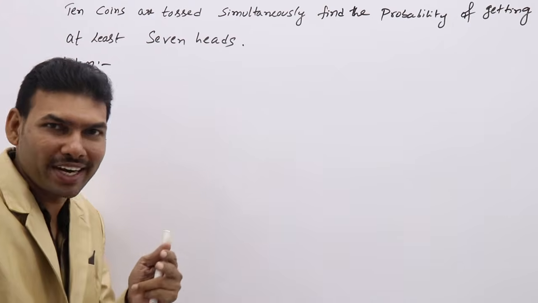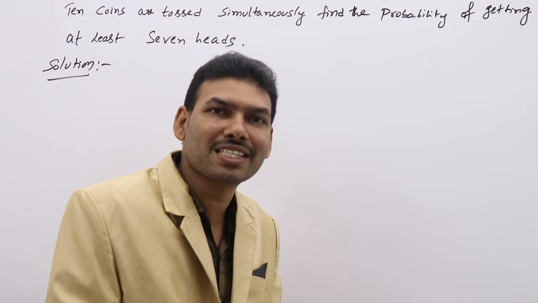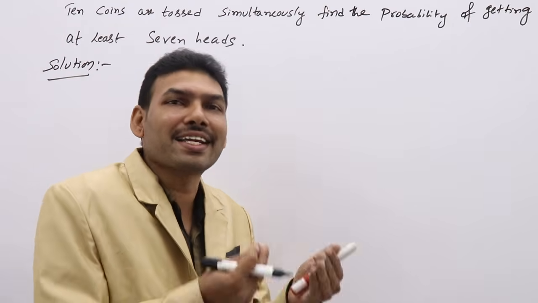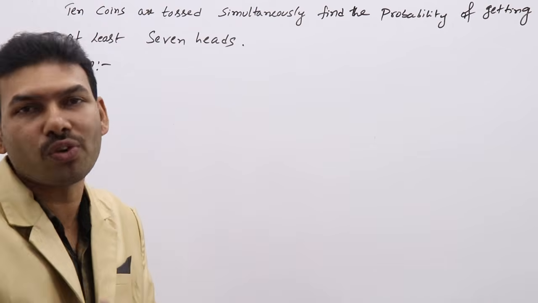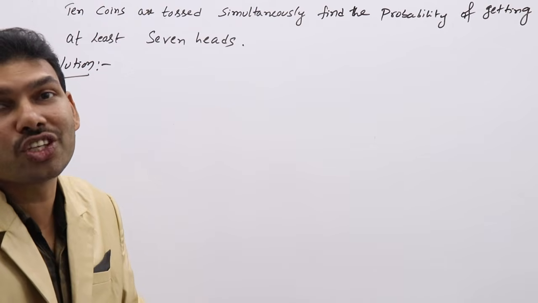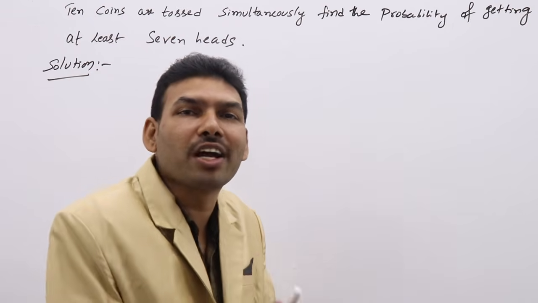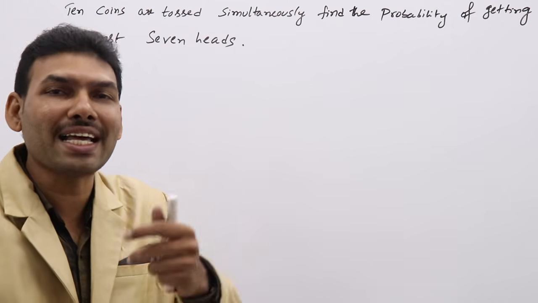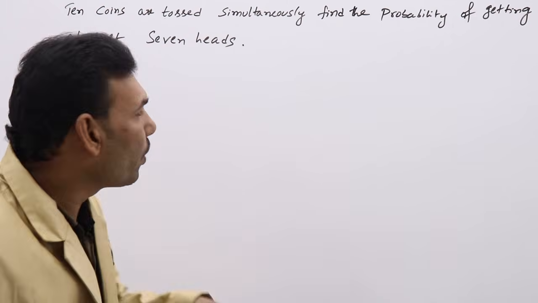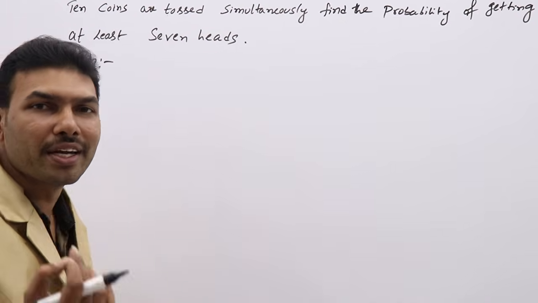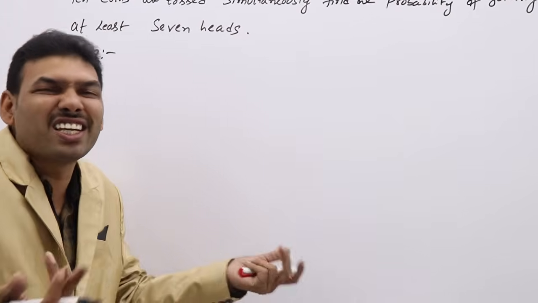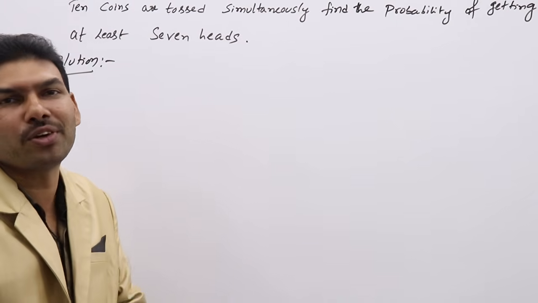At least 7 heads means the 7 heads case, 8 heads, 9 heads, 10 heads. You need to pick from 1024. How difficult it is, you imagine once. That type of big difficult problem, solving in the classical method, we are going to solve using binomial distribution in a minute, very easily, in very less time compared to that.